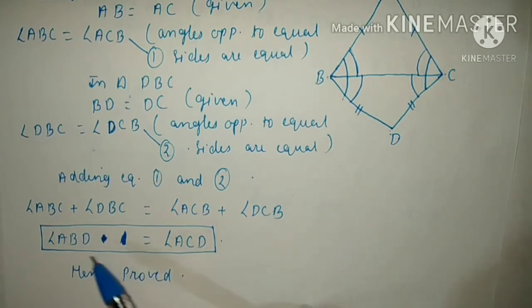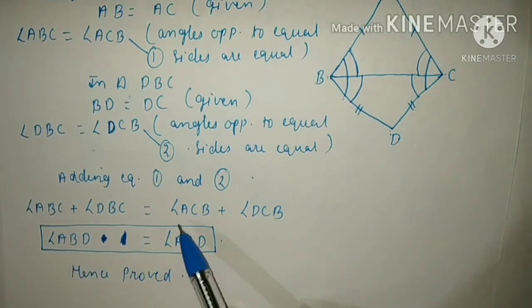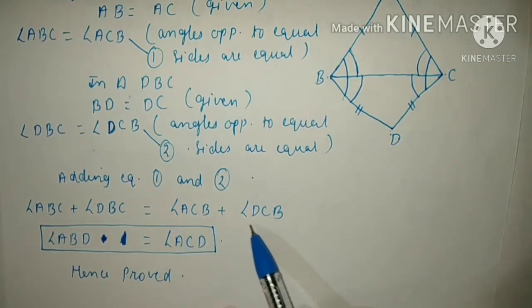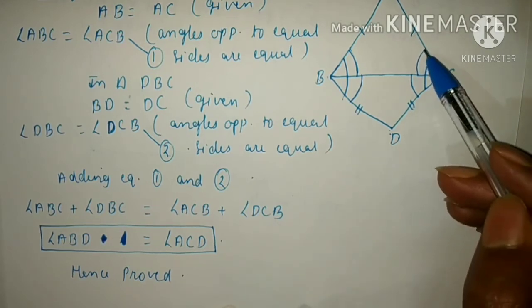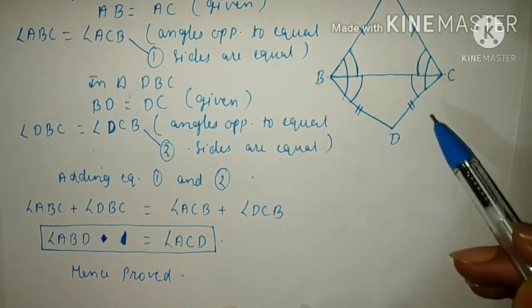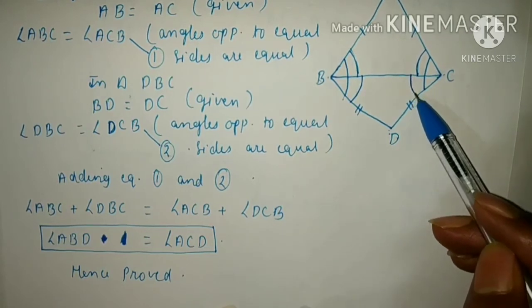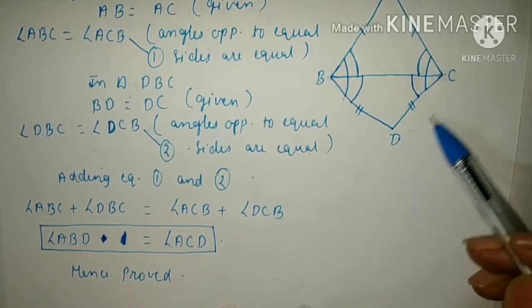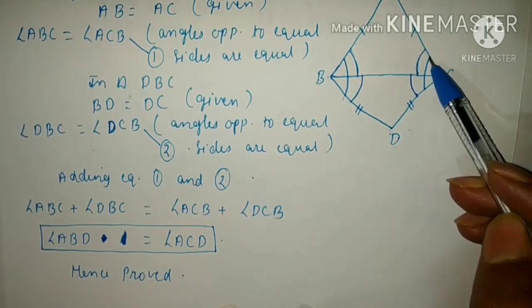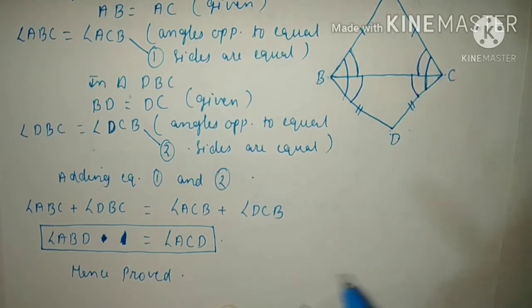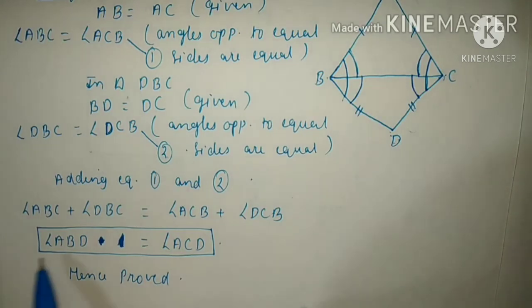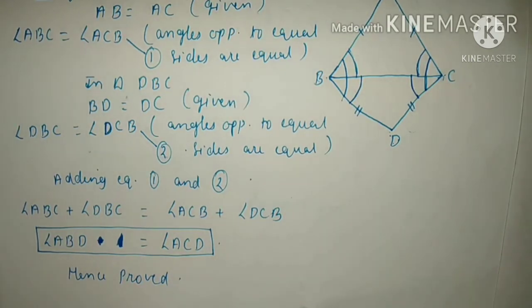Now we got the LHS, and in the RHS angle ACB plus angle DCB. This is angle ACB and this is angle DCB. When we add these two angles, this full angle will be formed, which is equal to angle ACD. So this is only what we have to prove. So at last we can write hence proved.